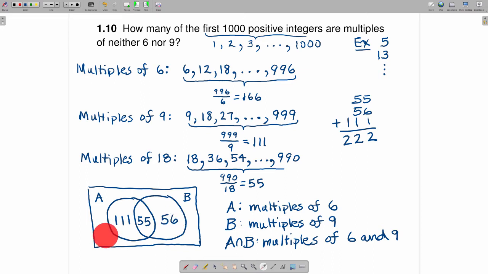The other numbers that are out there amongst the 1,000 are those that are not multiples of 6 and 9. And so if you take 1,000 minus 222, you will get 778. And that number right there turns out to be the answer to the problem. So the original problem was how many of the first 1,000 integers are multiples of neither 6 nor 9. The answer to that question is 778 using the Venn diagram.